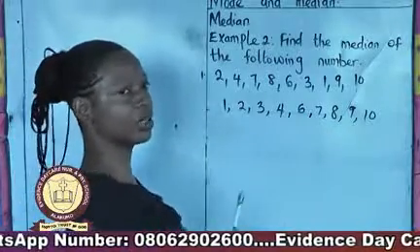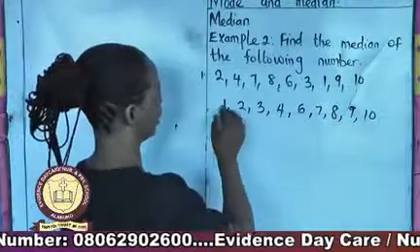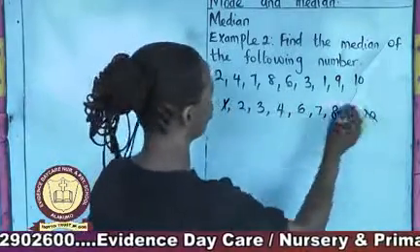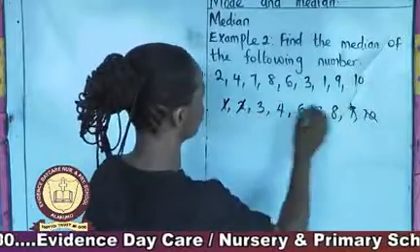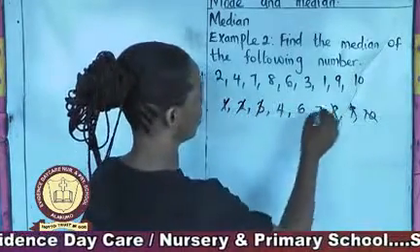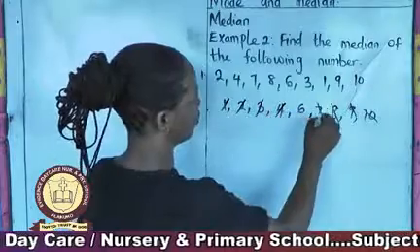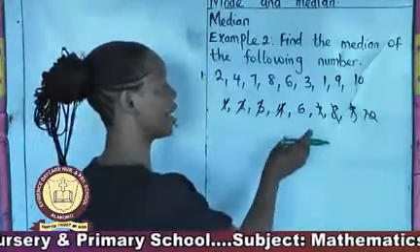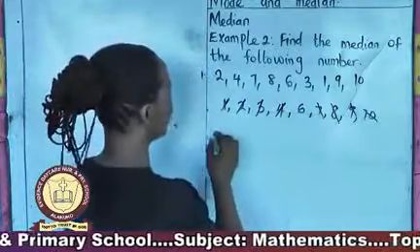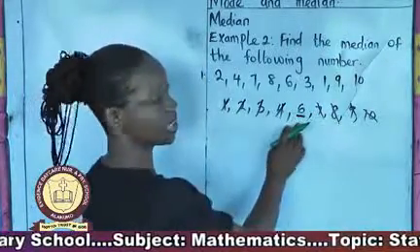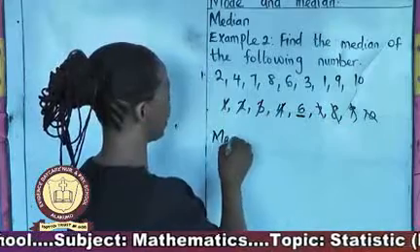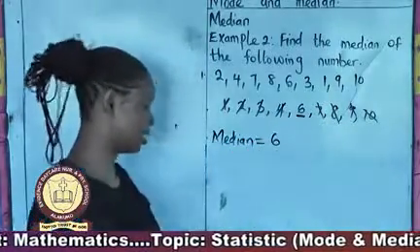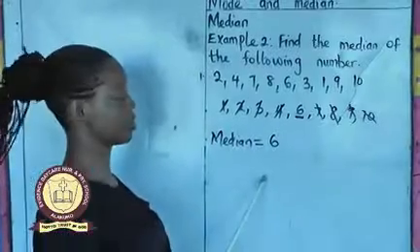To find the median, we start by cancelling the first number. 1, 1, 2, 2, 3, 3, 4, 4. Now we have 4 numbers here. The number at the middle is 6. This is your median. So now you write your median to be 6. Your median, the final answer, is 6.